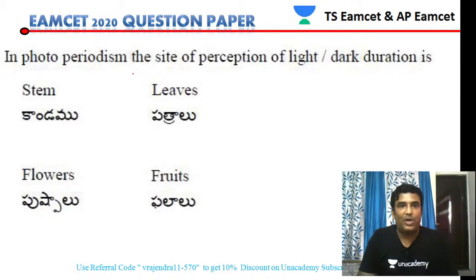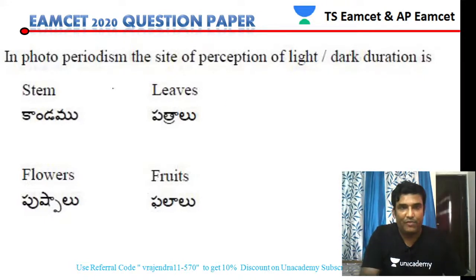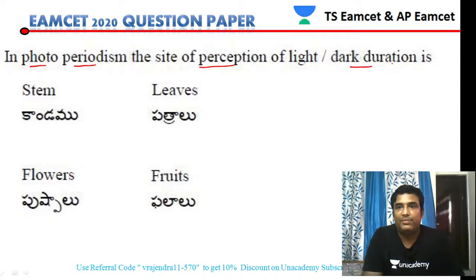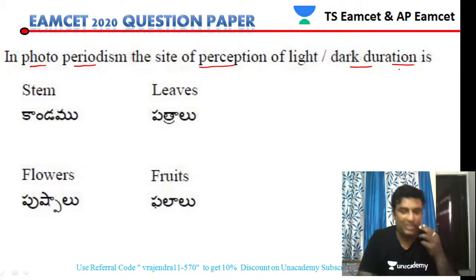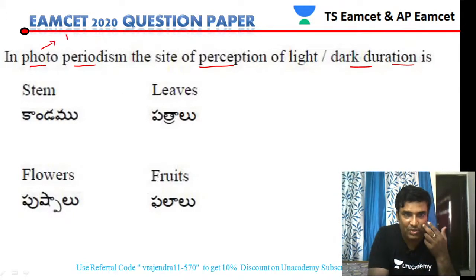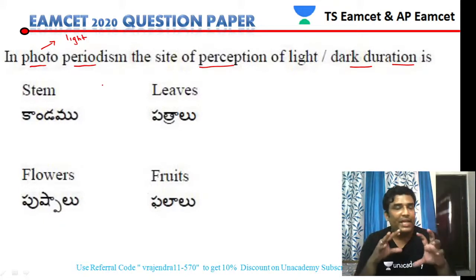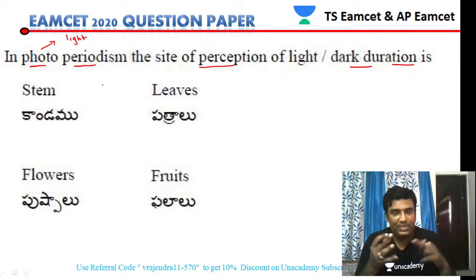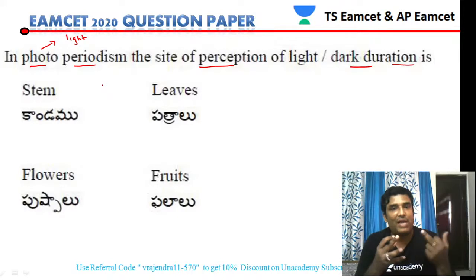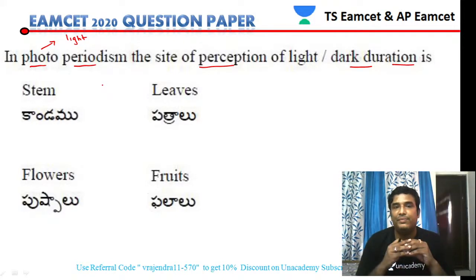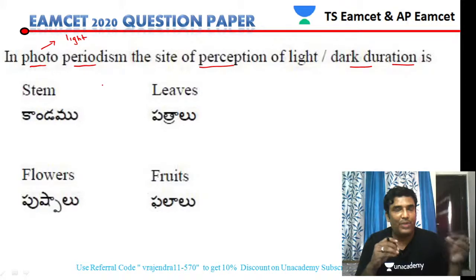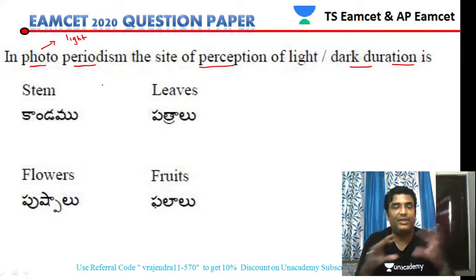So next, photoperiodism. Let us see the next question: photoperiodism, the site for perception of light or dark duration. The term itself is telling us: photo means it is something related to light. In a plant we have stem, root, leaves, flowers and fruits. Then what is the important thing? Light is influencing the activity of the plant.